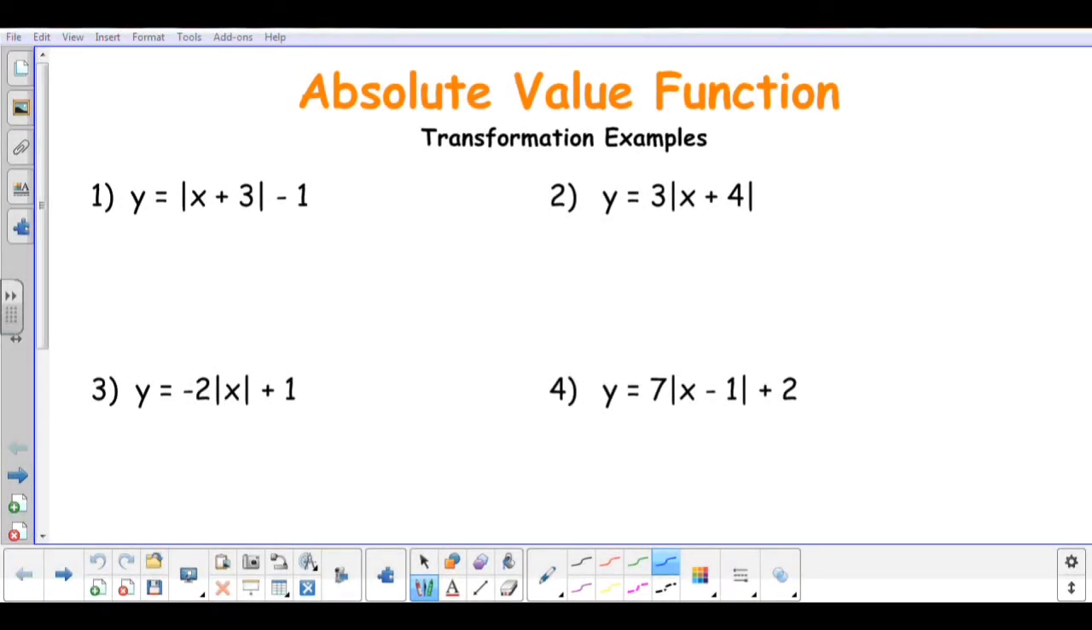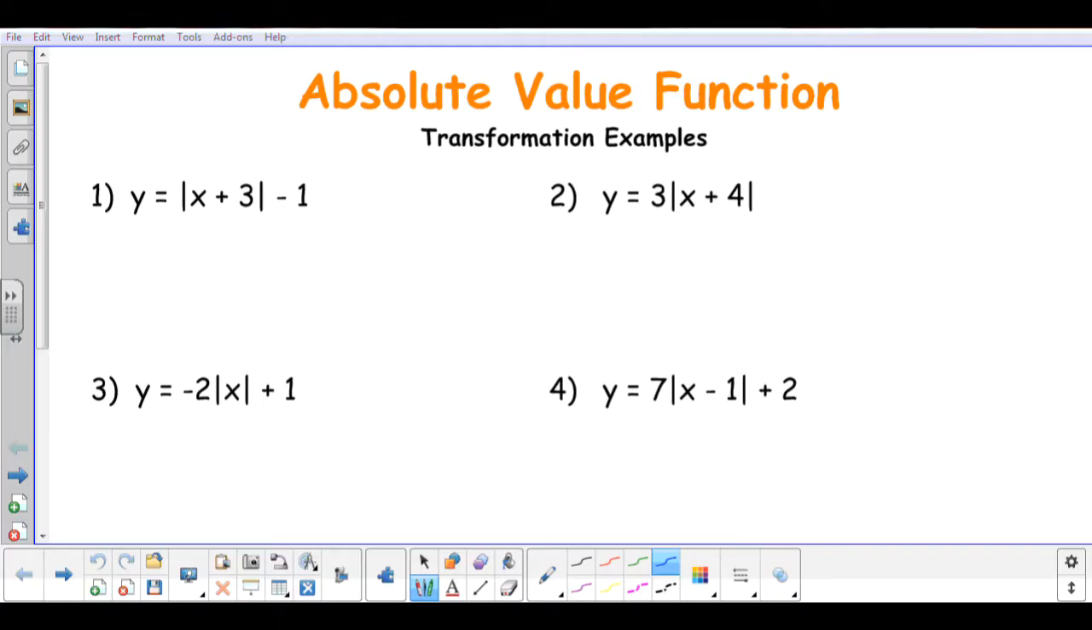Here we have 4 examples of transformations. So what we want to do is identify each transformation and then the vertex of the absolute value function. So you always want to start in the very beginning of the absolute value bracket. I have no value for A, so I'm not going to be reflecting over the x-axis, and I am not going to be vertically stretching or compressing.